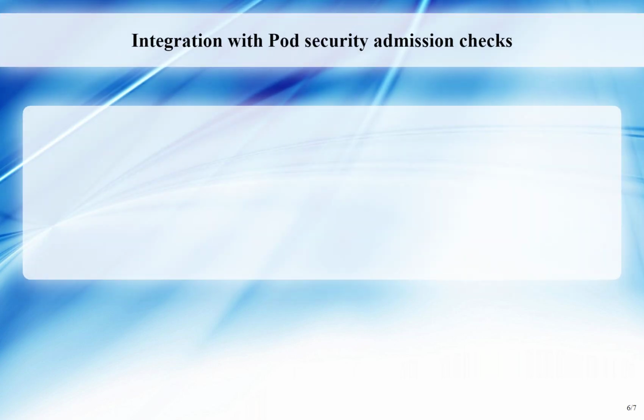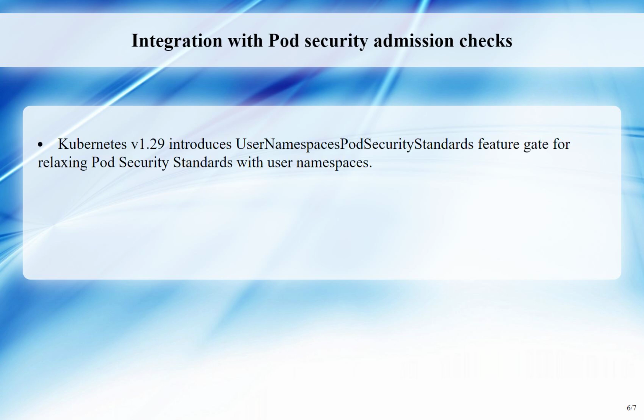Integration with pod security admission checks. Kubernetes v1.29 alpha introduces a feature gate called UserNamespacesPodSecurityStandards that allows for the relaxation of pod security standards in a controlled manner when using Linux pods with user namespaces enabled. This feature gate allows end users to opt in early, but admins must ensure that user namespaces are enabled on all nodes in the cluster.